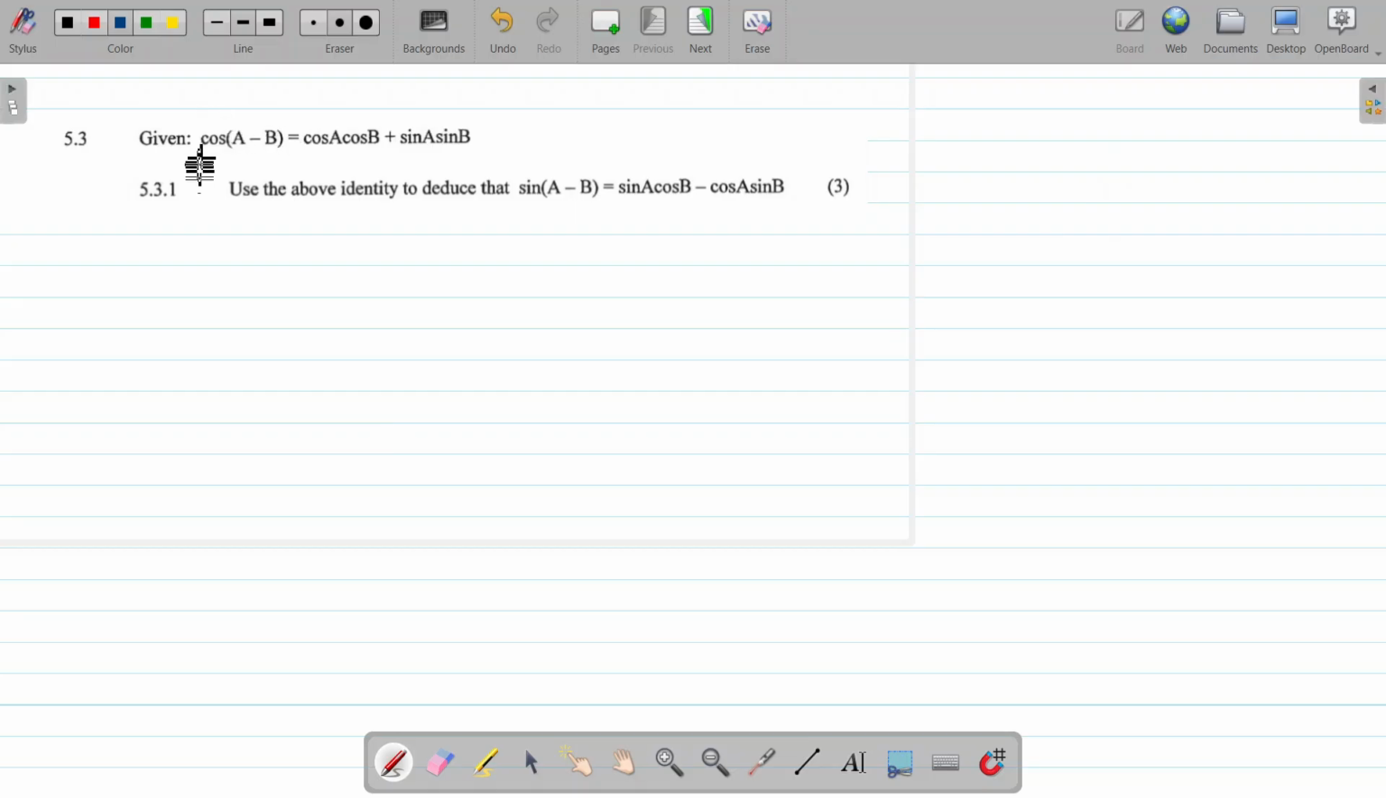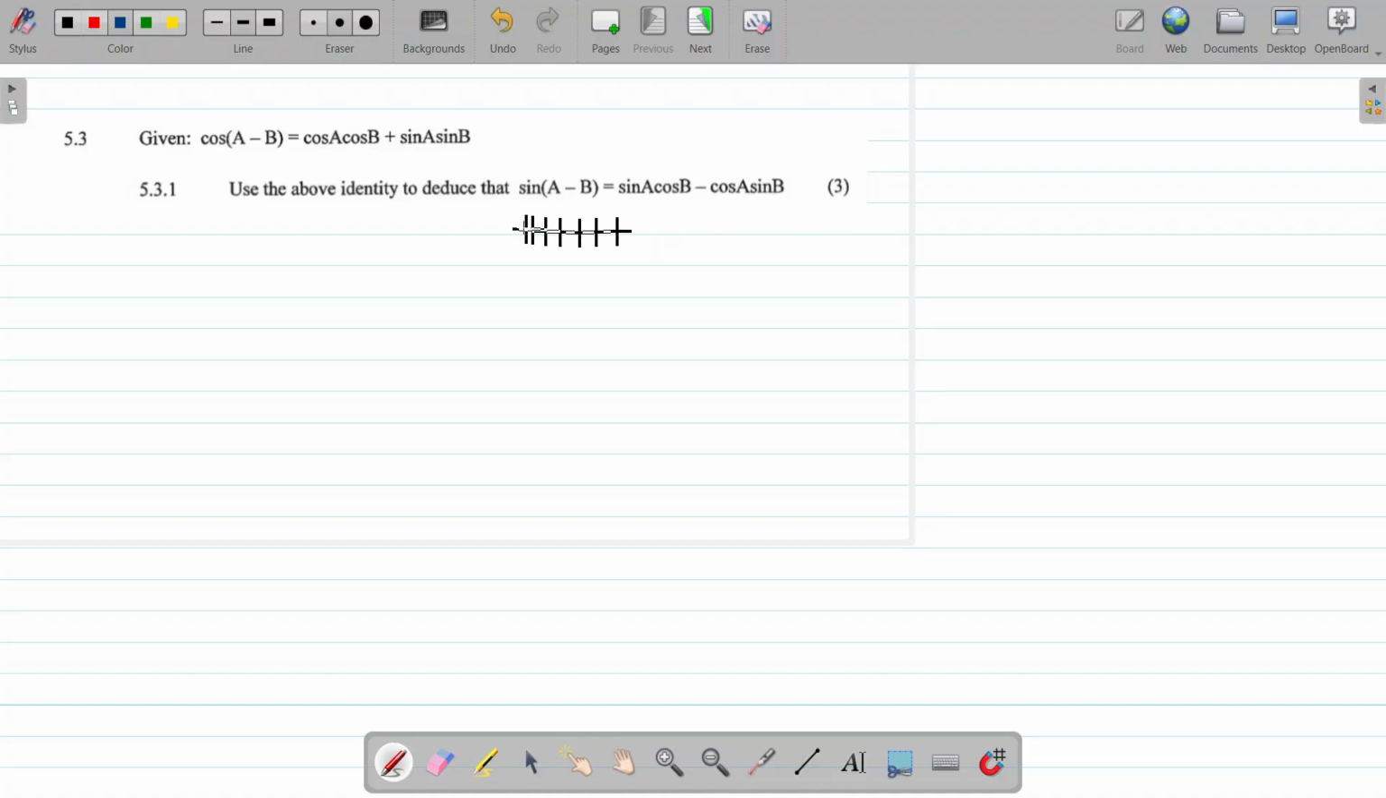We have a question over here. We are given that cos of A minus B equals cos of A cos of B plus sine of A sine of B. Now in this question we are required to use the above identity to deduce that sine of A minus B equals sine of A cos B minus cos of A sine of B.